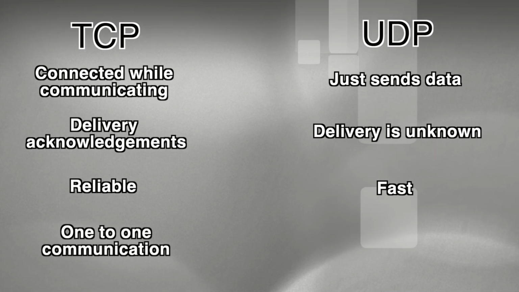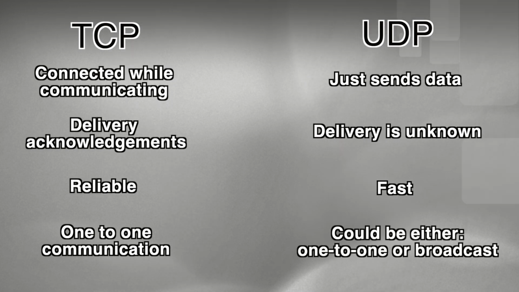Last but not least, TCP is one-to-one communication, while UDP could be either one-to-one or broadcast. It means that on TCP you can establish a connection between two computers only, while on UDP you can send a message to a set of computers, or send a message without any recipient at all.